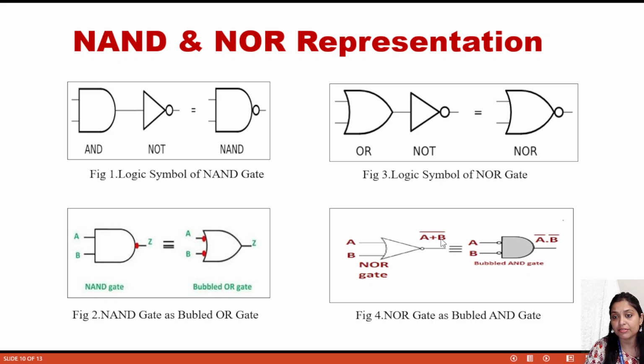You can understand this is actually based on De Morgan's theorem. (A plus B) bar, according to De Morgan's theorem, will come A bar dot B bar. So by applying De Morgan's theorem, this type of bubble gate is produced. Okay, so in the next video we will share how we will use this bubble AND gate or bubble OR gate. It is very helpful to all of you.